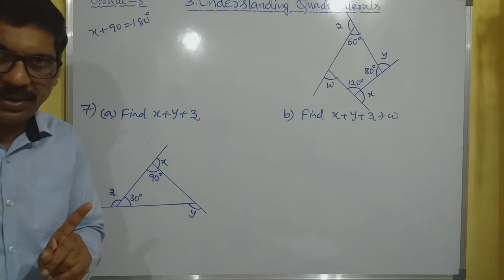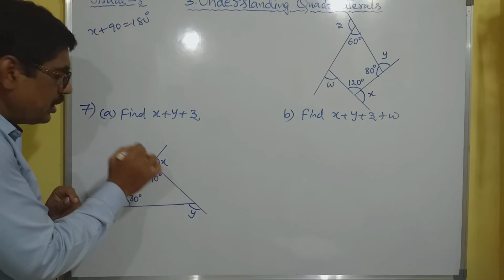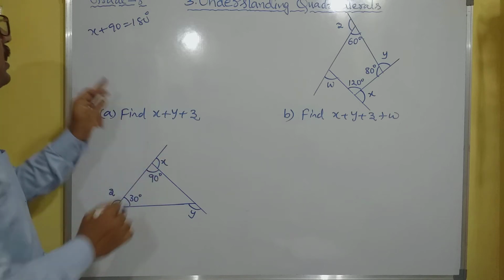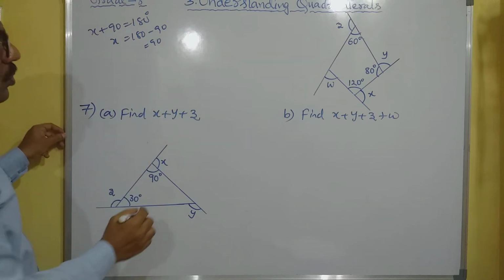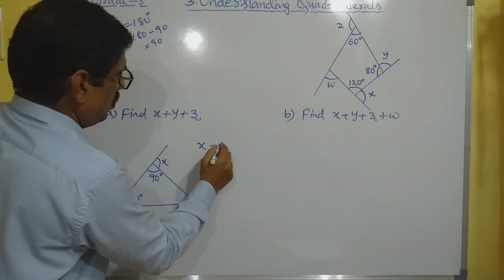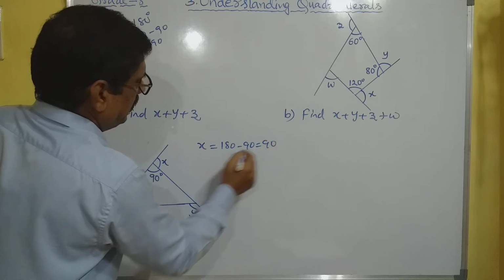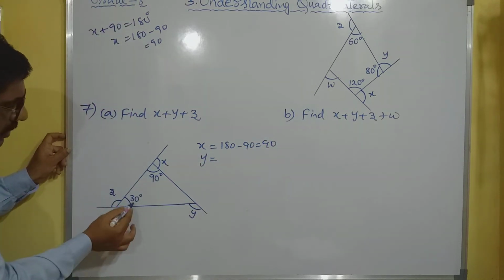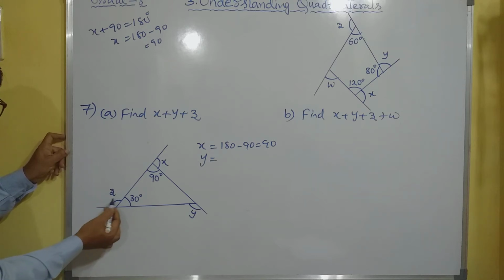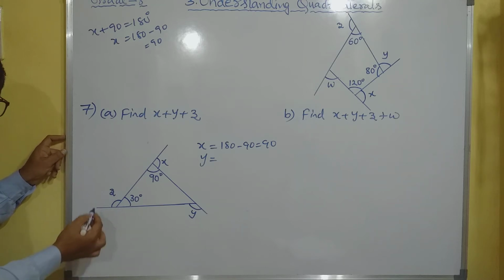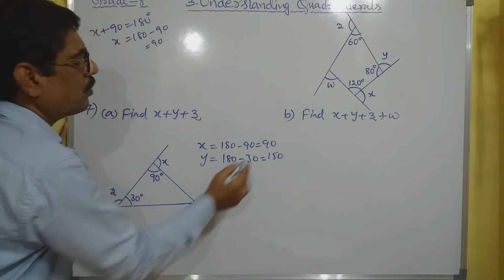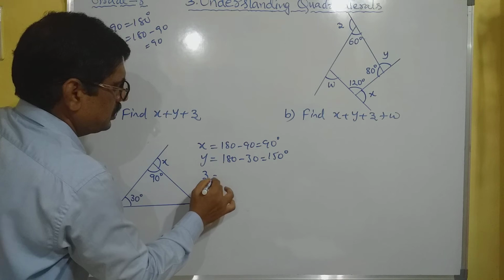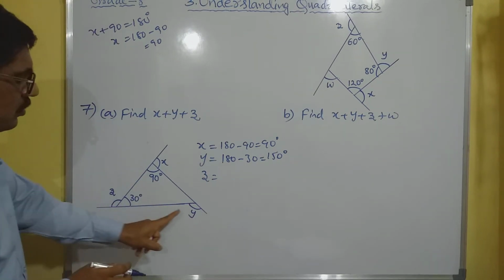We learned what a linear pair is. These two are adjacent angles, and their sum must be 180. So, x is equal to 180 minus 90, that is 90. And y is equal to 180 minus 30. These two angles are adjacent angles on a straight line. According to the linear pair concept, we can say z is equal to 180 minus 30, which is 150 degrees. Sorry, this is y.